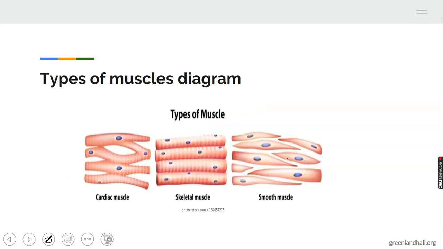Now, the diagram we are seeing there is illustrating the types of muscles. The first one here is the cardiac. This is the skeletal, and this is the smooth muscles. So those are the three types of muscles we have mentioned.